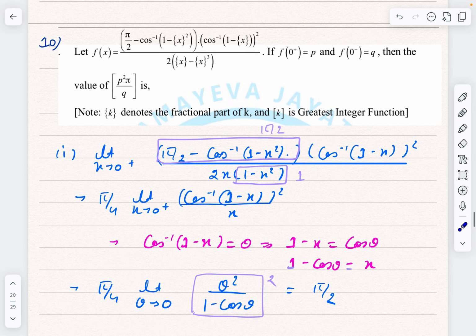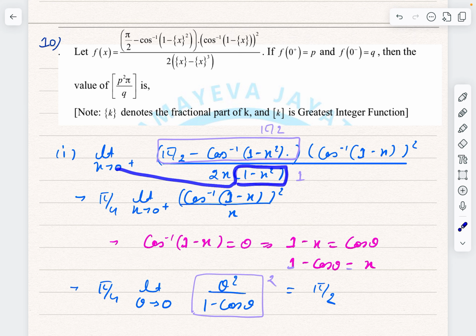First, take 0 positive. In 0 positive, if I extend to 0 positive, the fractional part of x will be just x only. So it will become pi by 2 minus cos inverse of (1 minus x) whole square, divided by 2 times x into (1 minus x square). When I put x as 0, you get cos inverse of 1, and cos inverse of 1 is 0 only. So you get pi by 2 minus 0, which will just be pi by 2. So finite number, keep it out.